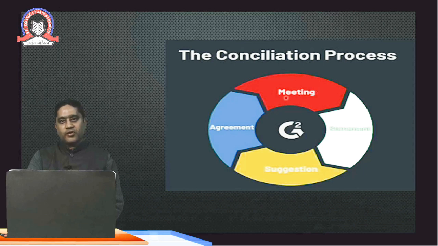Coming to the process, going by this pie diagram, there should be a meeting between the employer and the employee, then a recording of the statements, then the suggestions given by the employees and the employer or by the conciliation officer, and there would be a memorandum of understanding if there is a solution arrived at between them.